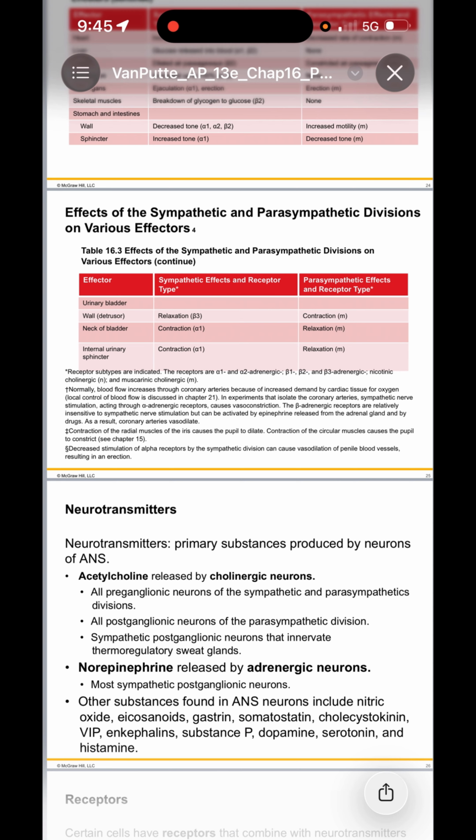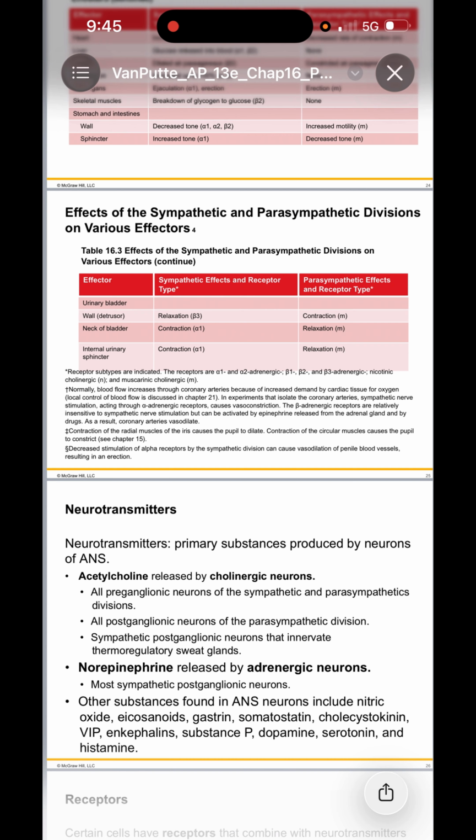Effector: neck of bladder. Sympathetic effects and receptor type: contraction, A1. Parasympathetic effects and receptor type: relaxation, M. Effector: internal urinary sphincter. Sympathetic effects and receptor type: contraction, A1. Parasympathetic effects and receptor type: relaxation, M.